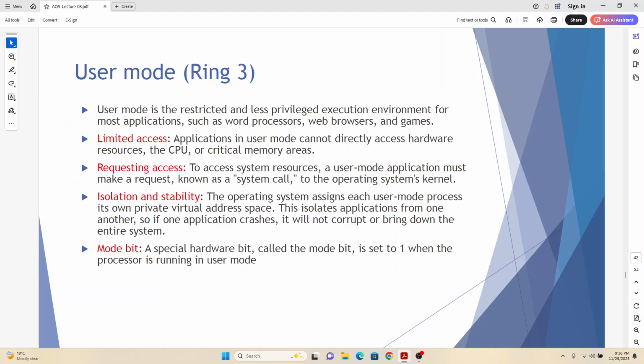User mode is ring 3, where our user interface lies, where we interact with our computer. In order to access ring 0, we have to make a system call. So it is limited access. We have to request access through a system call. For isolation and stability, a special hardware bit called the mode bit is set to 1 when the processor is running in user mode.